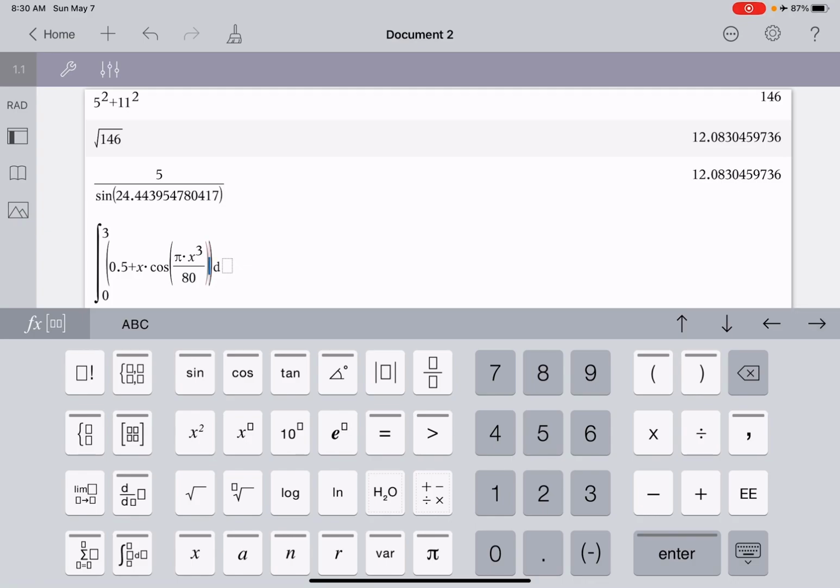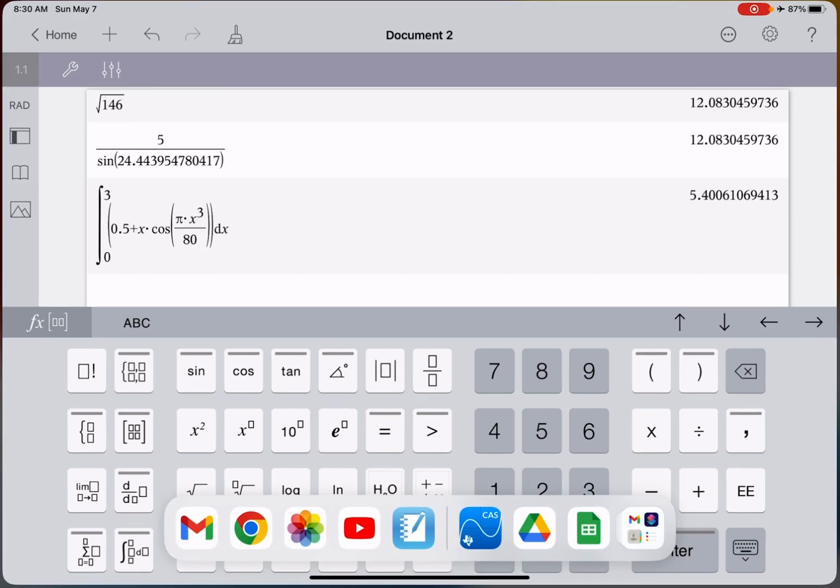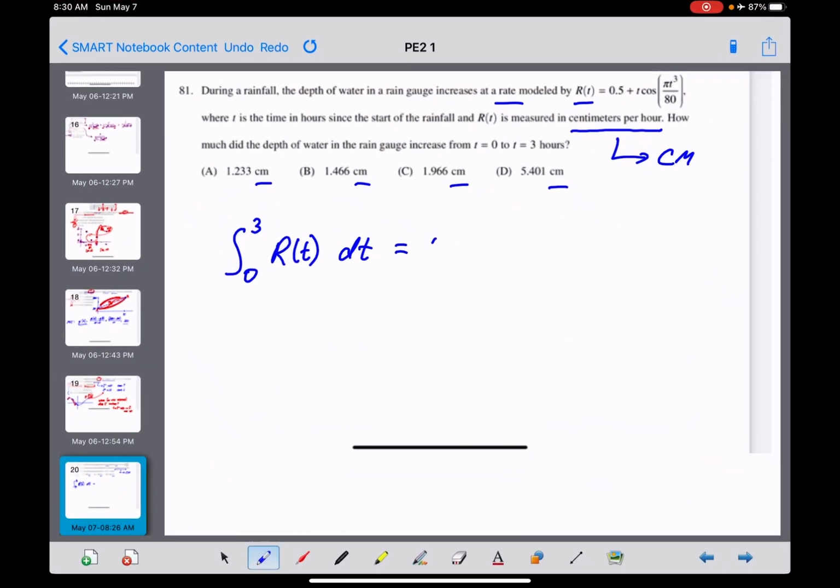And since I used x here, we are integrating with respect to x. Okay, and I'll hit enter, and we should get our answer here of 4.006, so that would round to 5.401. Right there, 5.401, got it. And that means that D should be our correct answer for problem number 81.